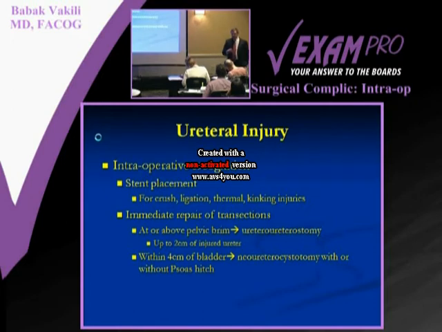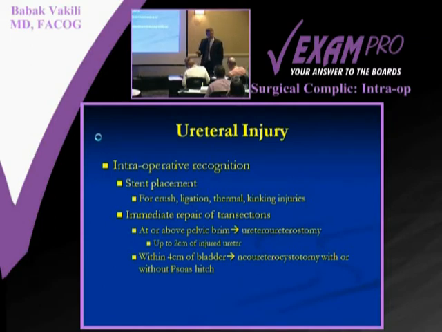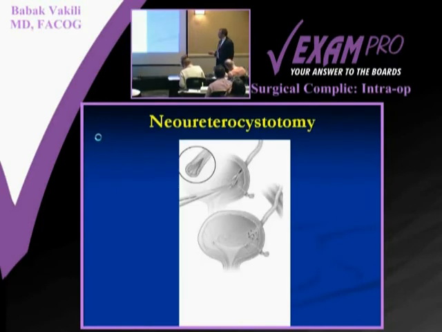An end-to-end is very hard to do, even 8-10 centimeters away, because you could have a hard time mobilizing it. But this is a board question. Within 4 centimeters of the bladder, I've seen this question year after year. That's a classic one. This is just showing you what a neo-ureterocystotomy is.